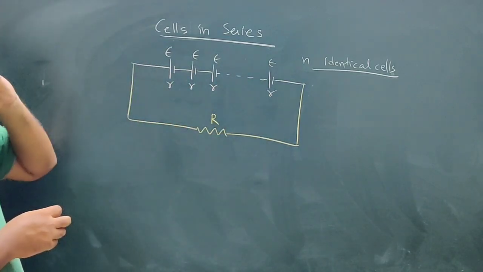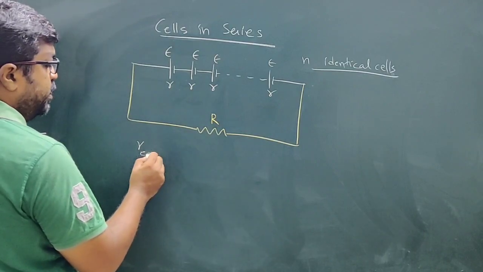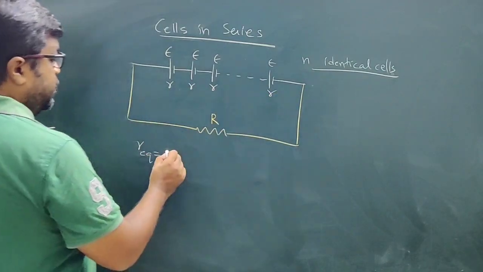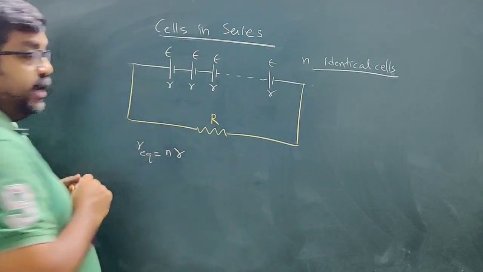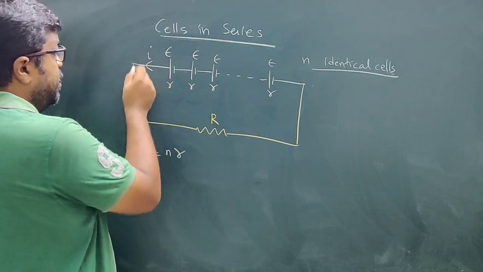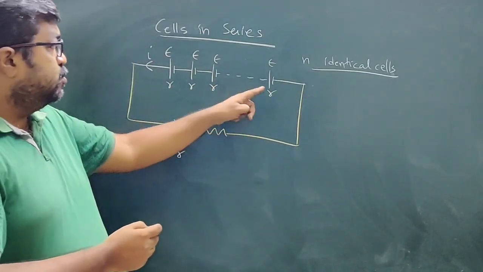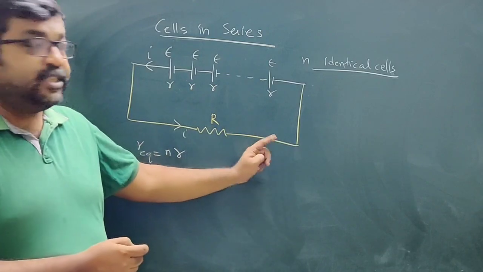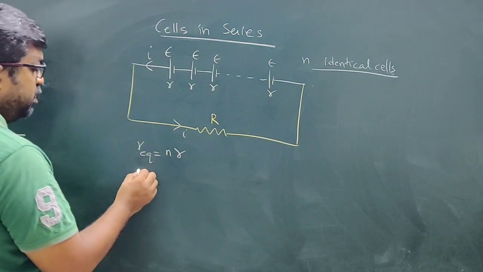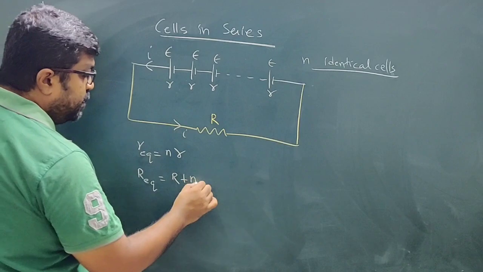So what will be the net equivalent internal resistance? R equivalent will be equal to r plus r, n times, so that is equal to nr. And if these are in series, this is current I. So the same current I will flow through these cells and also through this resistance. So all these resistances are in series. So what will be the total resistance? R equivalent will be equal to R plus nr.